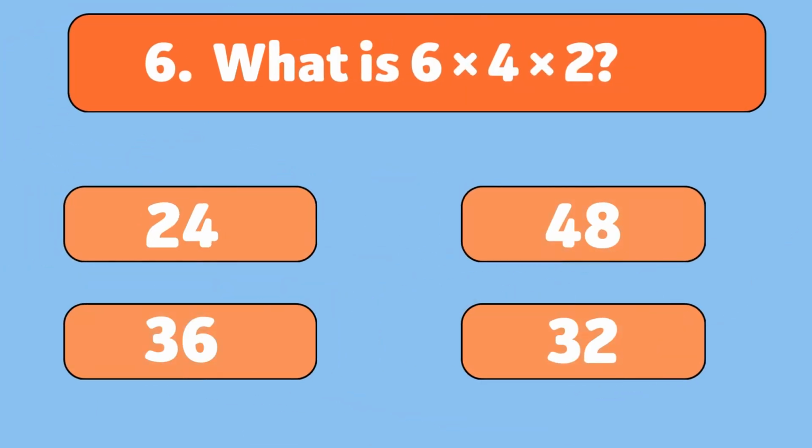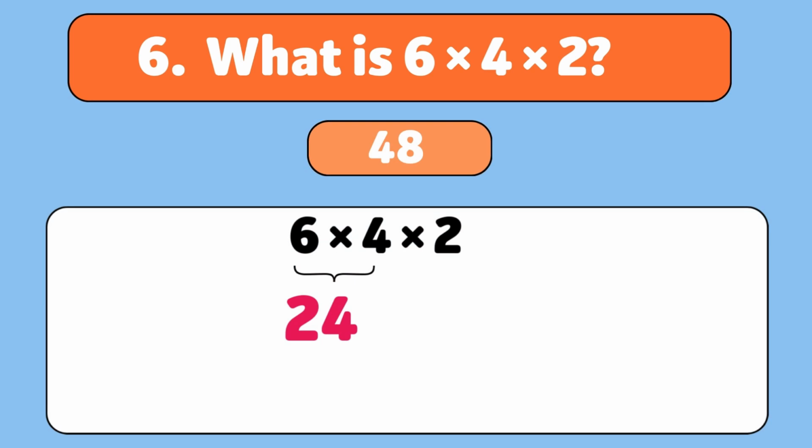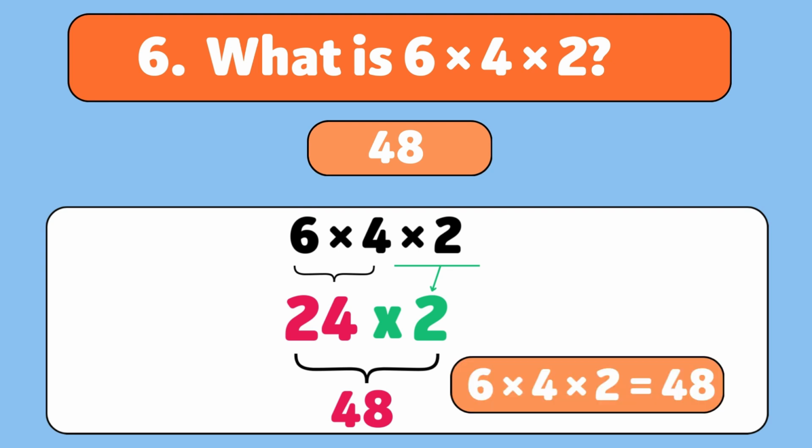What is 6 times 4 times 2? 48. Simply multiply the first two numbers. 6 times 4 equals 24. Then multiply the result by the next number. 24 times 2 equals 48. Therefore, the answer to 6 times 4 times 2 is 48.